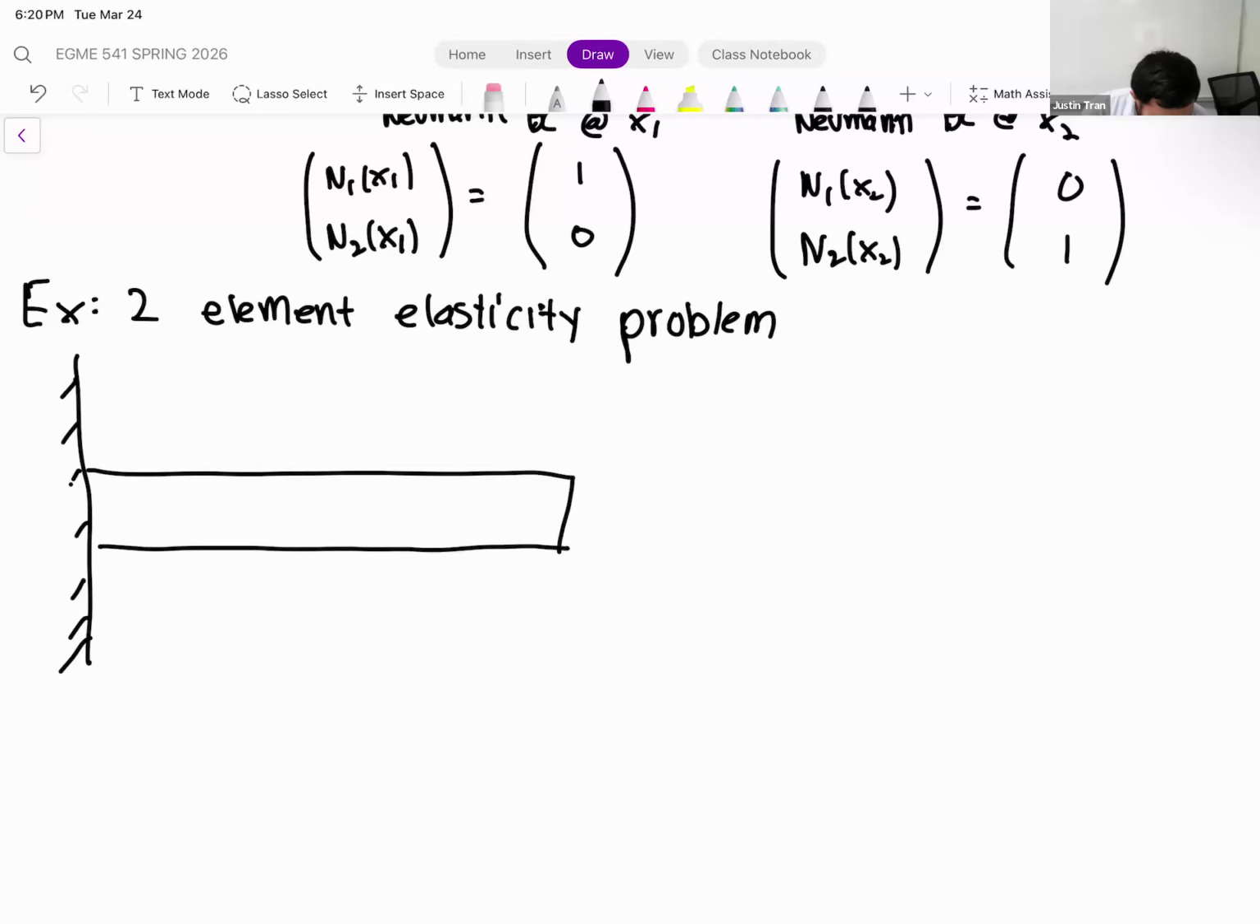Obviously, it's fixed on the left-hand side. On the right-hand side, we're going to apply a compressive pressure. So on the right-hand side, we have T bar is equal to minus 5 Pascal. The total length of the bar is going to be 20 meters.